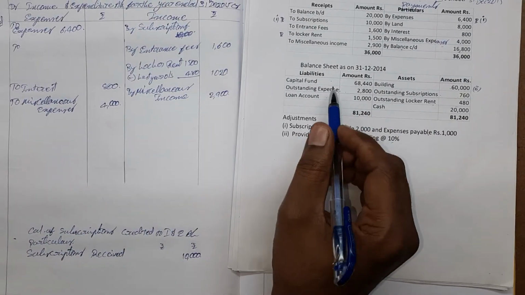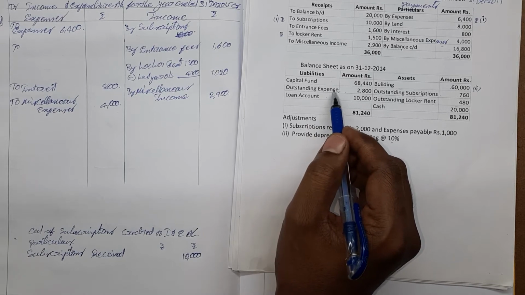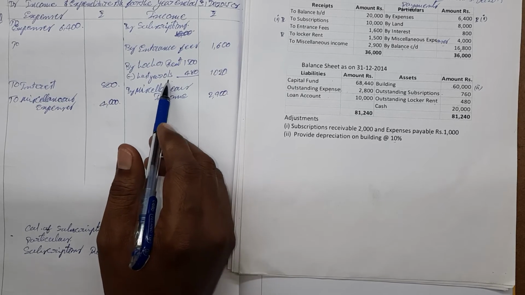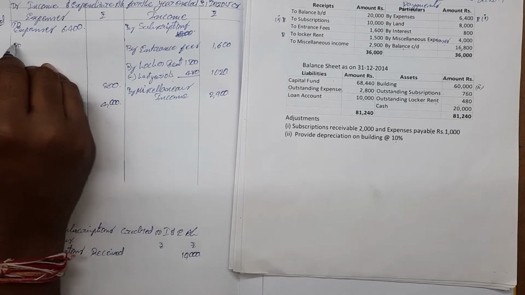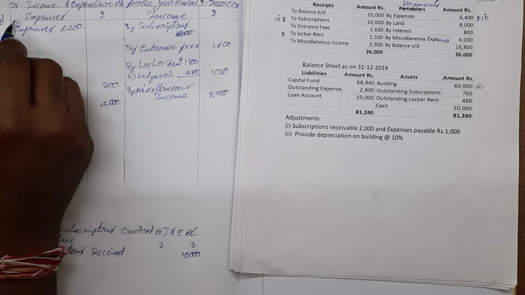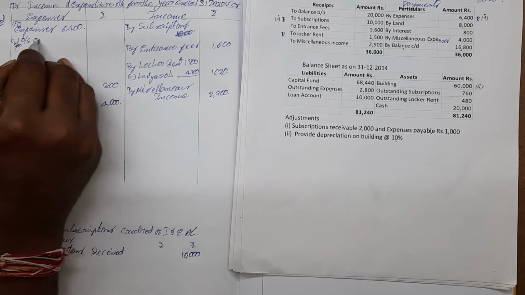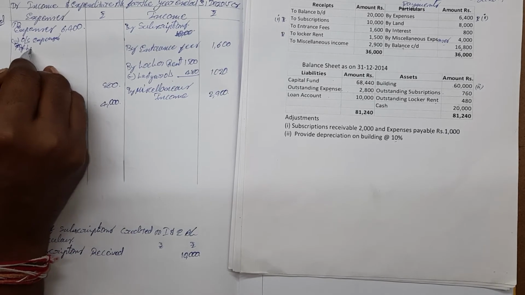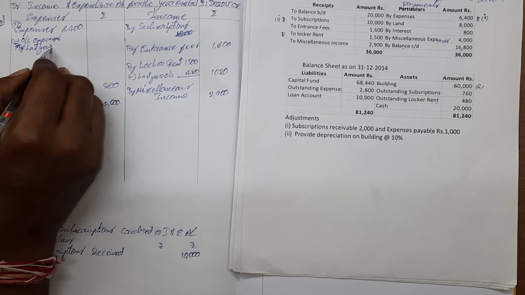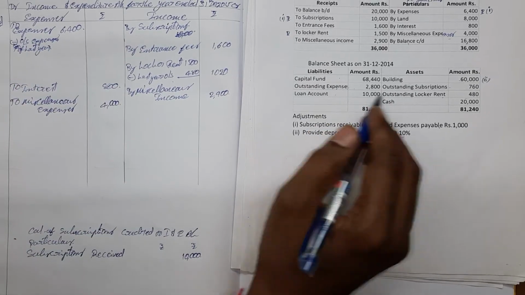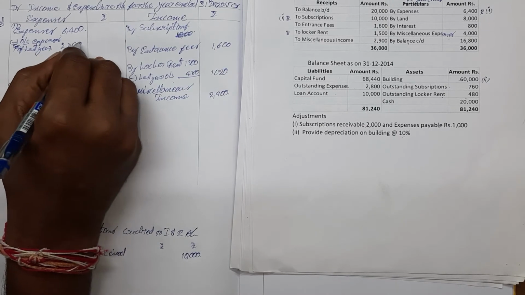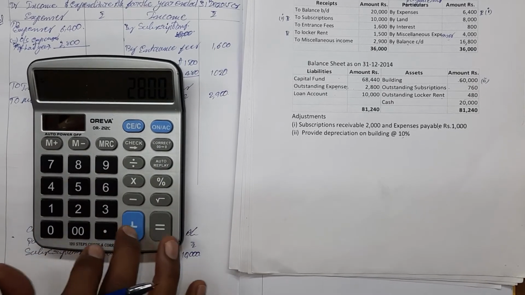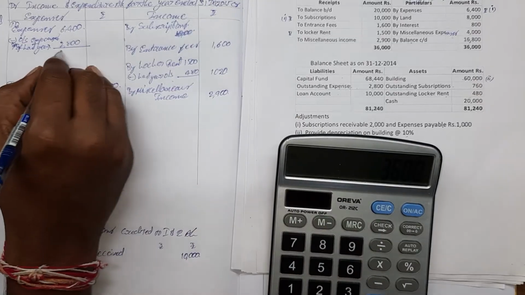Now come to the opening balance sheet, outstanding expenses of last year. We have already deducted it, so that is less outstanding expenses of last year. Last year's amount should be deducted from the current year value, that is 2800. If you deduct 2800, then 6400 minus 2800 is equal to 3600.